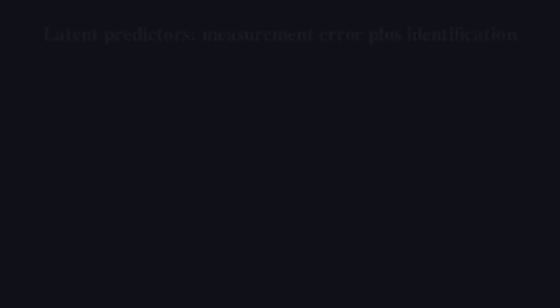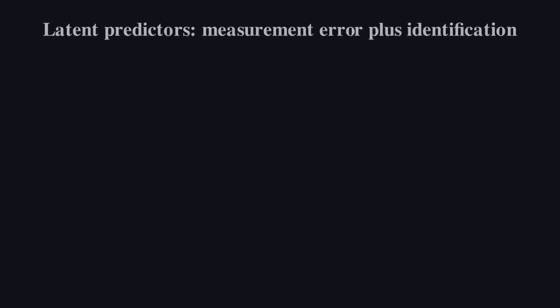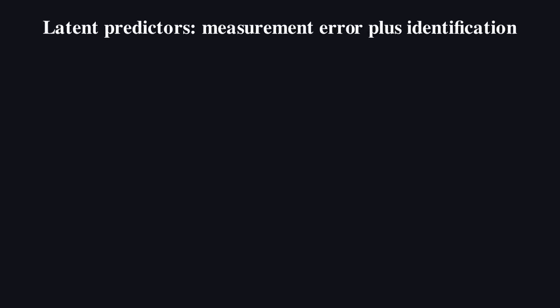Many quantities we care about in political science are latent: ideology, knowledge, democracy, sentiment, and many others. We do not observe X directly. Instead, we estimate it from indicators. So the first object we get is a noisy estimate. Tilde X equals X plus U.